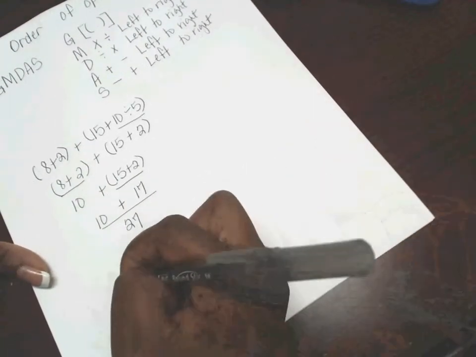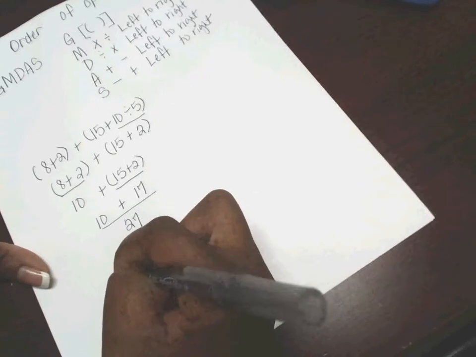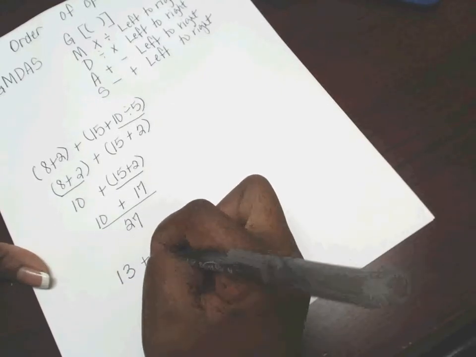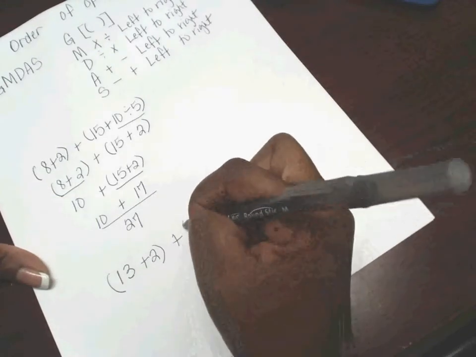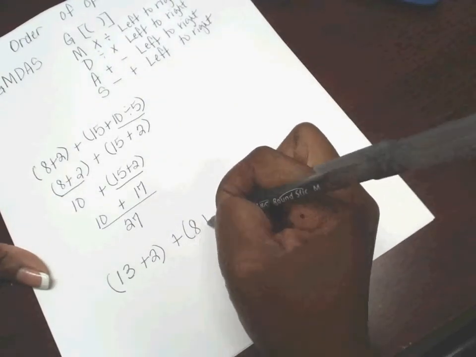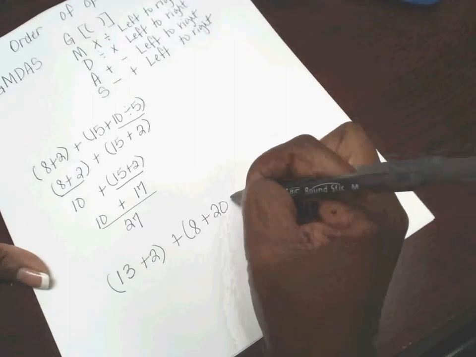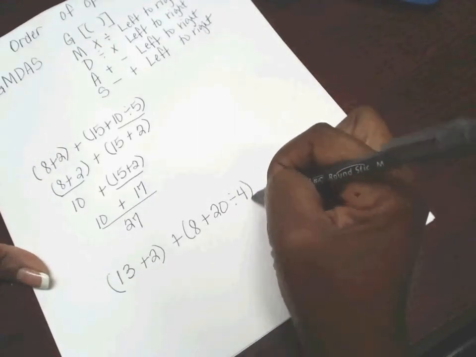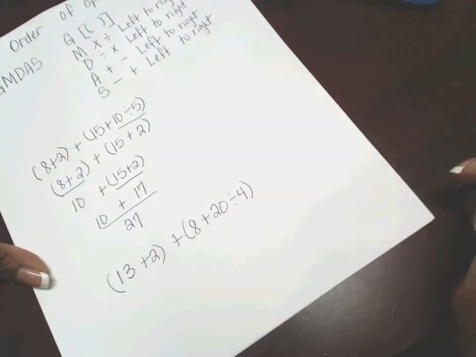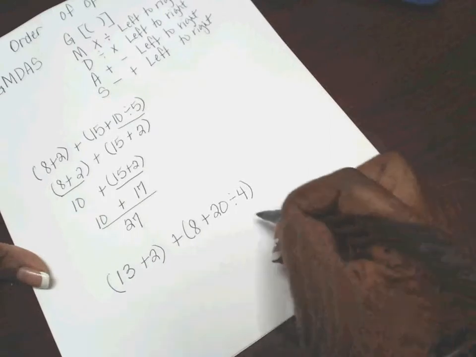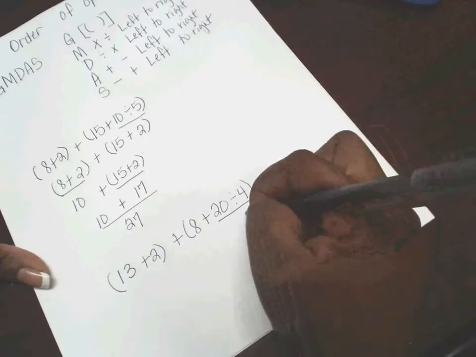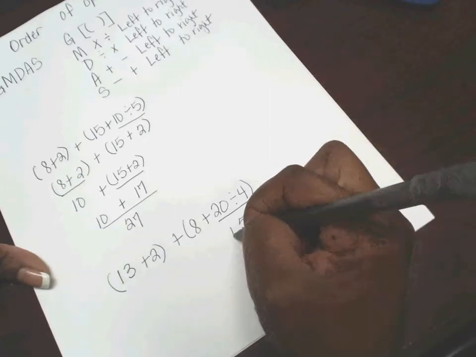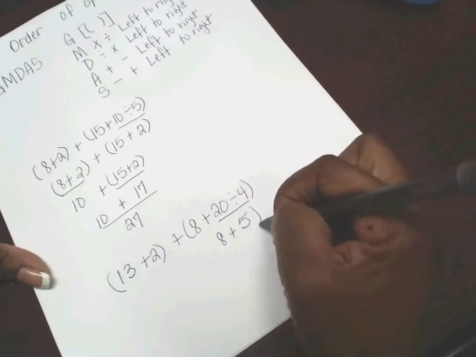All right, let's try another one. How about 13 plus 2, 8 plus 20 divided by 4. Very similar problem. I'm going to start with my division. 20 divided by 4 is 5. I'm going to rewrite everything else.